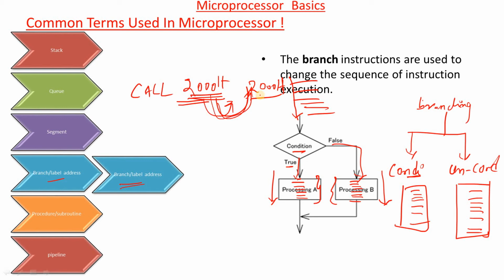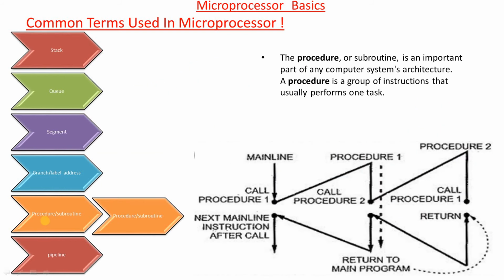This location address is called a branching address. This simply address is called a label address. Next one, procedure or subroutine, or subprogram. The names are the same.